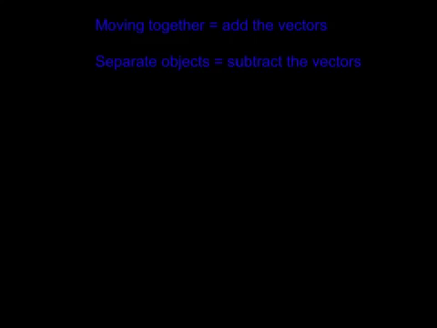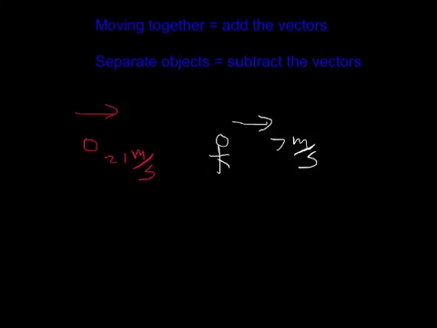I have a person who is running to the right at 7 meters per second, and a dodgeball has been thrown at that person, and that dodgeball is traveling towards that person at, let's make it, 21 meters per second. Now what I want to find is what is the net velocity.